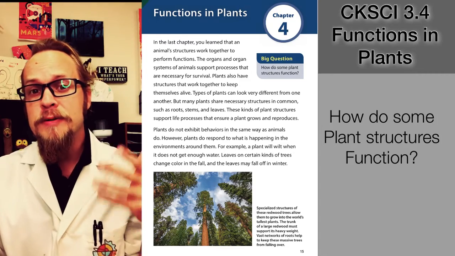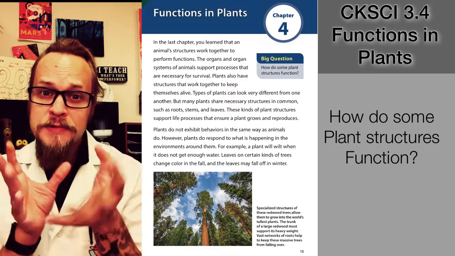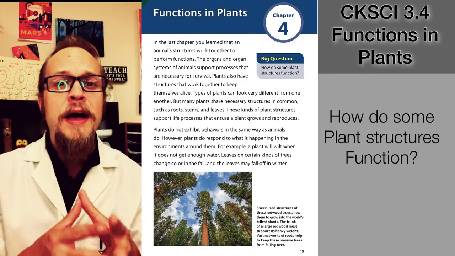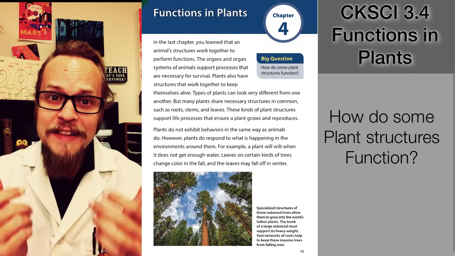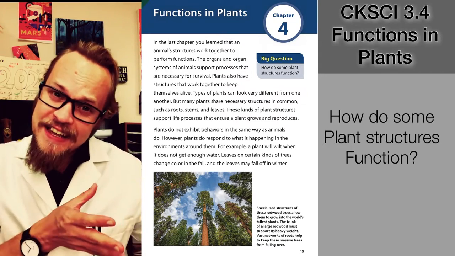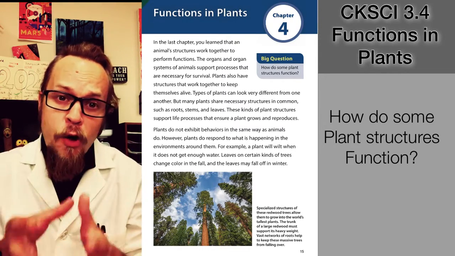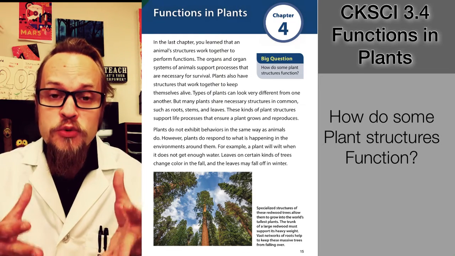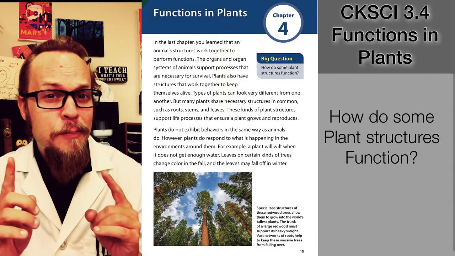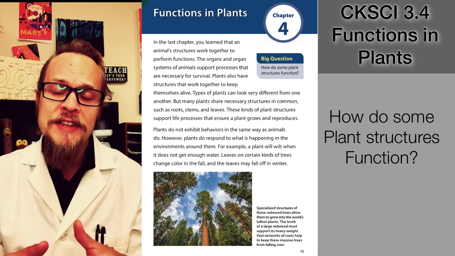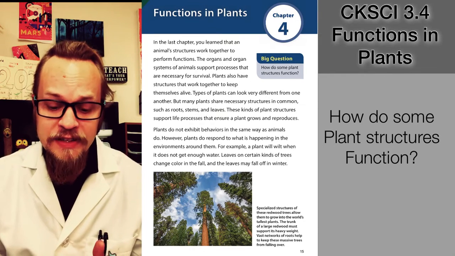So on Tuesday, we talked about the functions of animals and how certain organ systems, organs, tissues, and cells all combine in animals to help those animals survive. Well, plants are living organisms just like animals and have cells, tissues, organs, and organ systems that all work together for the plants to grow and to reproduce and to, well, they don't necessarily have behavior, but we'll get into some of the similarities between our plants and our animals diving into this chapter.